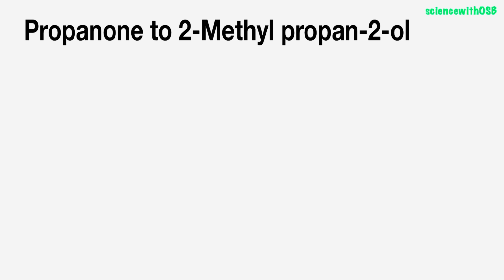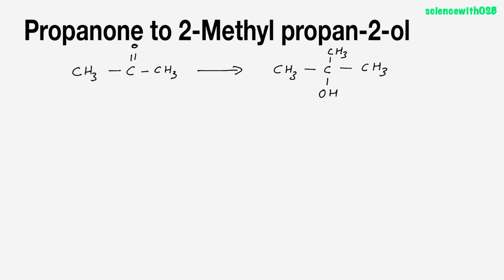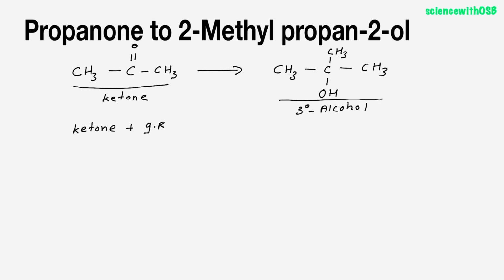Propanone to 2-methylpropan-2-ol. So this is the structure of propanone, which is a ketone, right? And this one is the structure of 2-methylpropan-2-ol, which is a tertiary alcohol, correct? Now remember this hint. If the question is to prepare a tertiary alcohol from a ketone, you use this hint: ketone plus Grignard reagent gives a tertiary alcohol. The only thing you have to take care of is the number of carbons in the product.